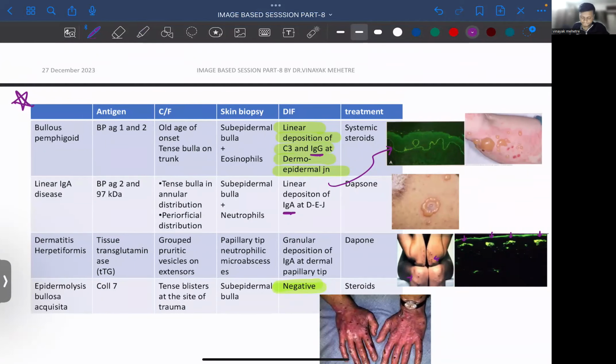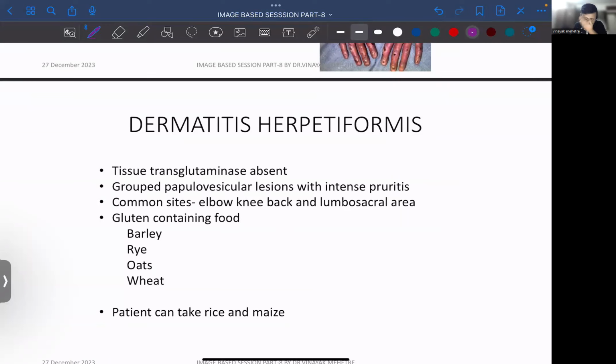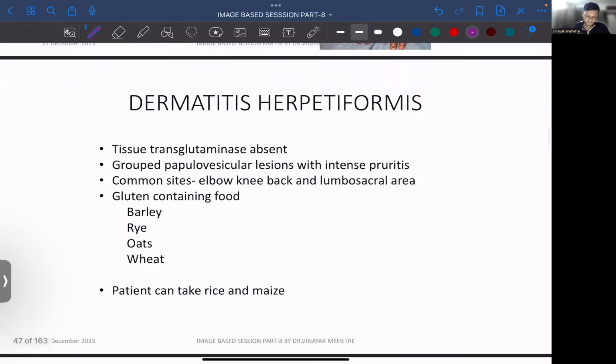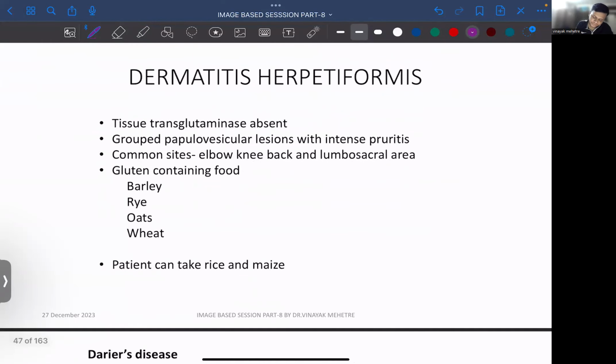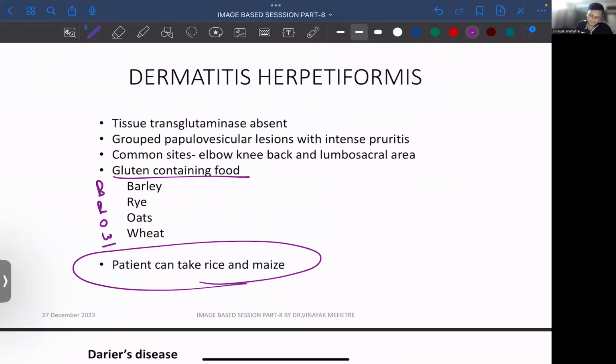Okay, dermatitis herpetiformis happens due to what? Due to gluten containing food, bro. Okay, what can this patient eat? They can eat only rice and maize. Okay, this patient cannot eat barley, rye, oats and wheat. गेहूं खा नहीं सकते. ठीक है, गेहूं खा नहीं सकते.